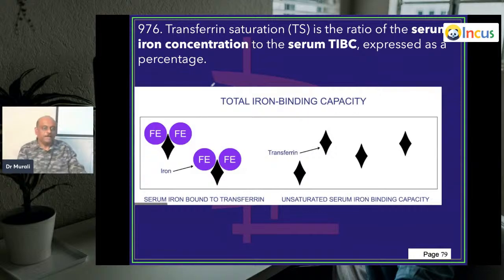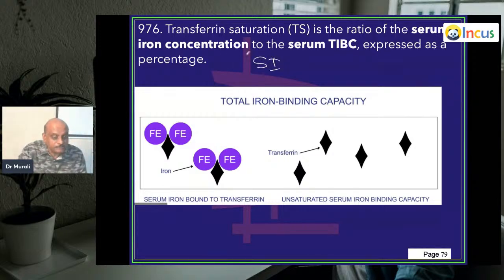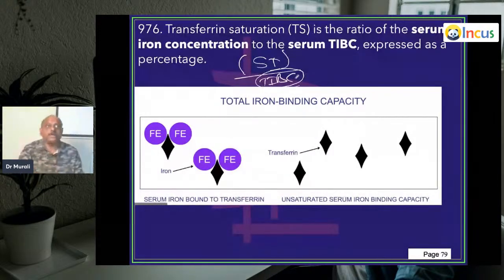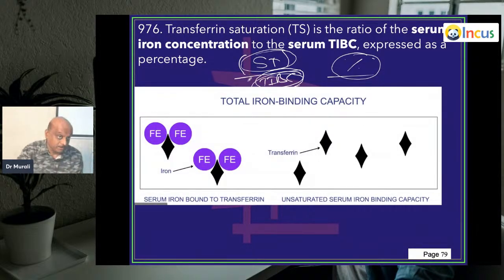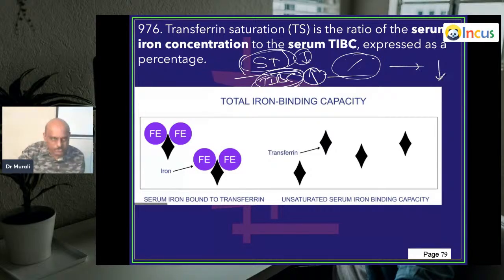So, doctor, transferrin saturation, how do you calculate? It is the serum iron concentration divided by total iron binding capacity, and that is called saturation. All right. So transferrin saturation is serum iron by TIBC. That's the reason. What happens in iron deficiency anemia? Serum iron is decreased, TIBC is increased. So numerator decreased, denominator increased, what happens to the value? It decreases. That's what you need to remember.